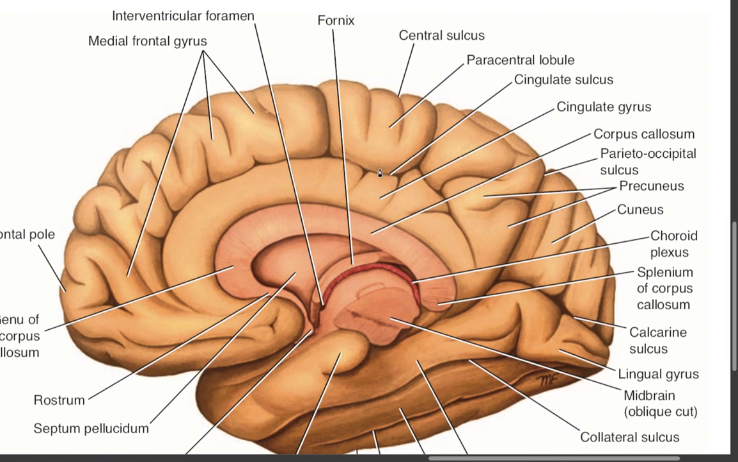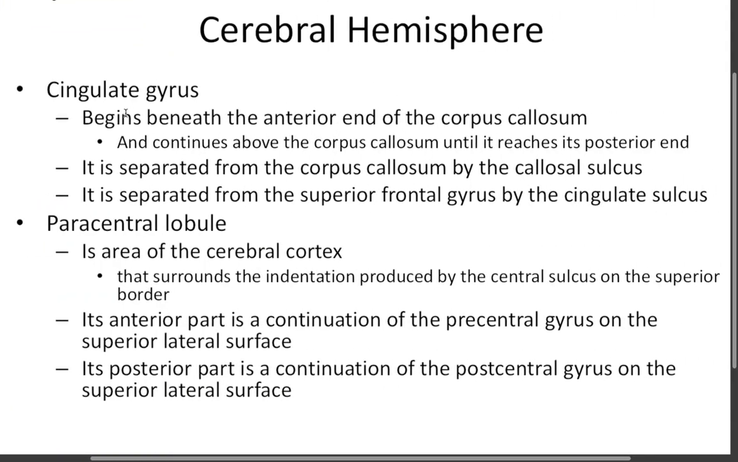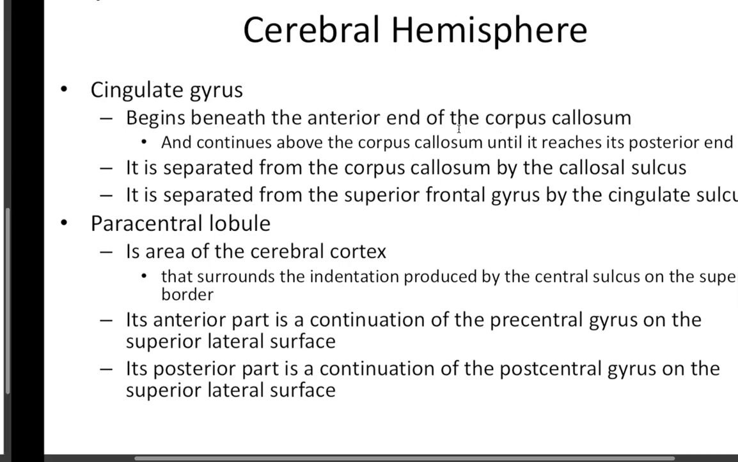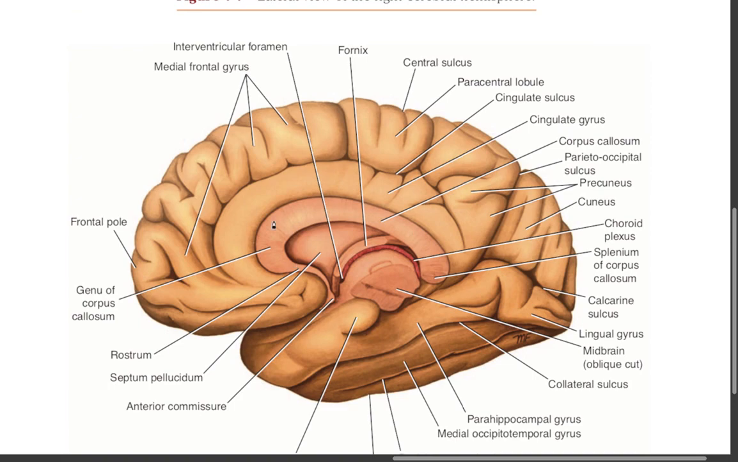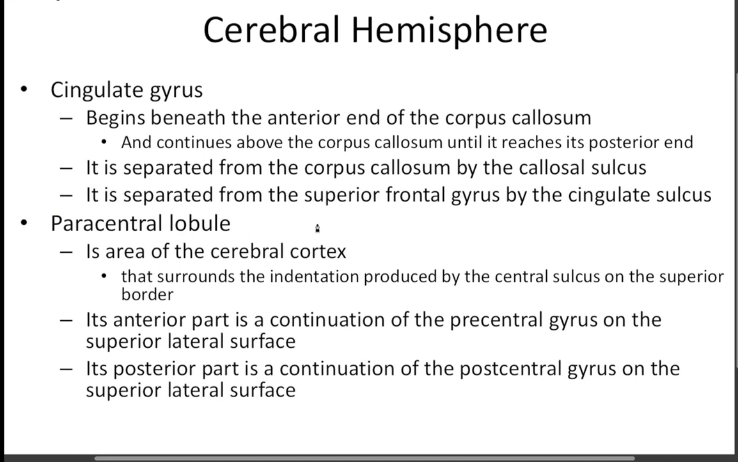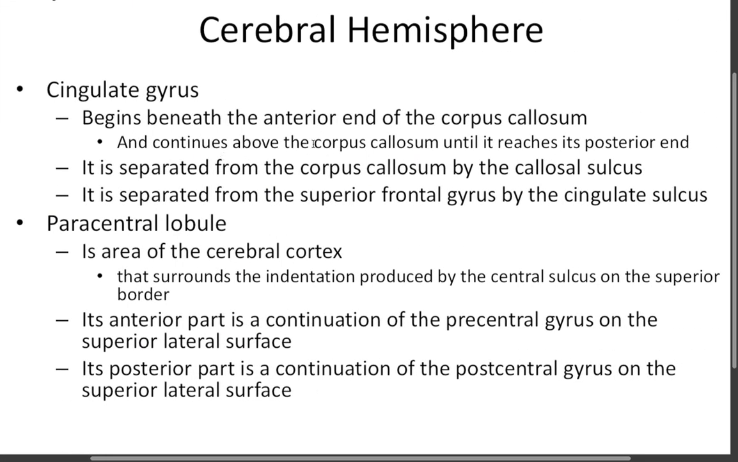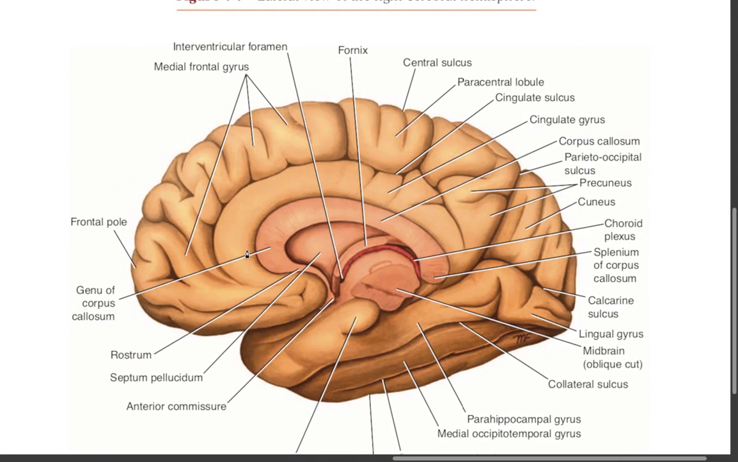And superior to the cingulate gyrus, we'll be able to see the cingulate sulcus, okay? So, the cingulate gyrus, we said where its location is: it begins beneath the anterior end of the corpus callosum, and continues above the corpus callosum until it reaches its posterior end. It keeps curving along the corpus callosum until it reaches the posterior part of the corpus callosum. This is the cingulate gyrus.